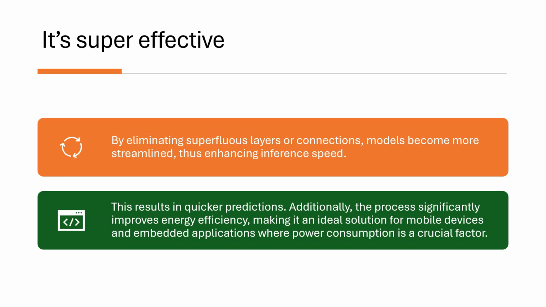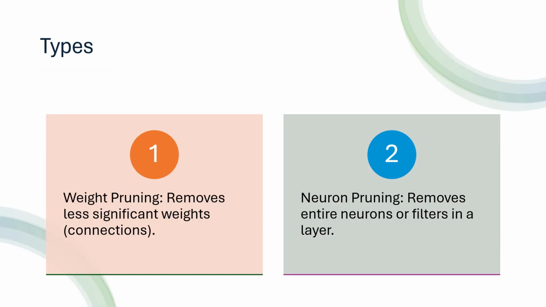By eliminating the layers which are additional or unnecessary, or the connections that are not required, the models become more streamlined. Thus, it will enhance the inferencing speed. This will result in quicker predictions. Additionally, the process significantly improves the energy efficiency, making it a very ideal solution for mobile devices and embedded applications where power consumption is a very crucial factor.